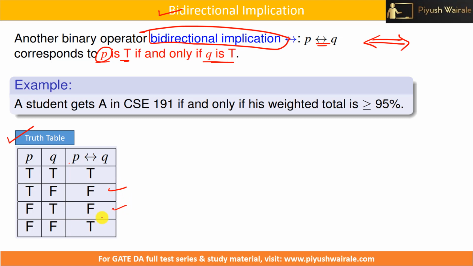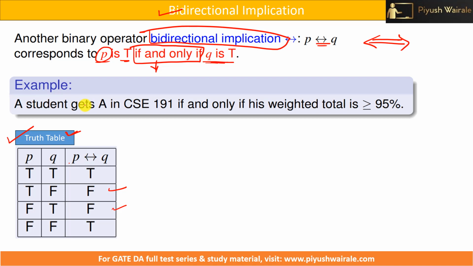But if both are false, then P if and only if Q is true, right? What we can conclude from this is that P if and only if Q is true, so P is true if and only if Q is true. This is basically a truth table, and this is the main thing here: P is true if and only if Q is true. This is what bi-directional implication is, and it's a very important truth table.